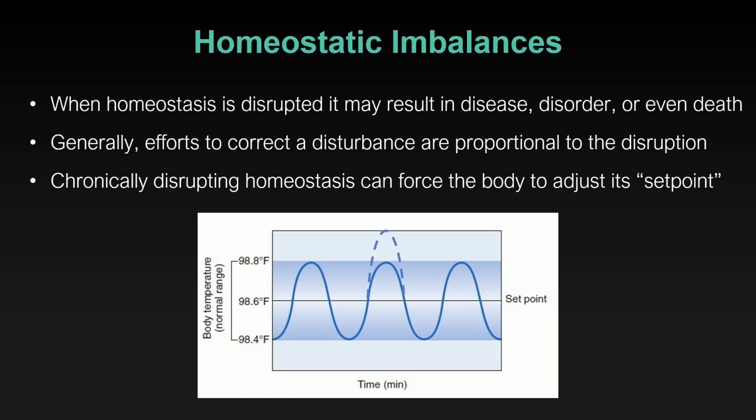You can't maintain a high blood pressure for long, so your body corrects that high blood pressure. Slows your heart down, hopefully. Opens up the arteries to the skin. The point is, whatever the disturbance, or if we have a large disturbance, the correction is proportional to that disturbance.